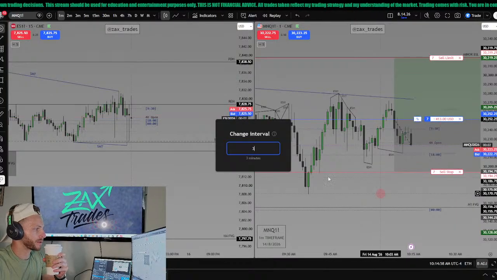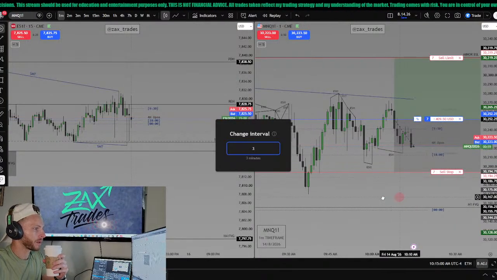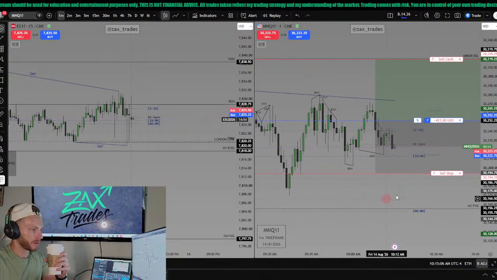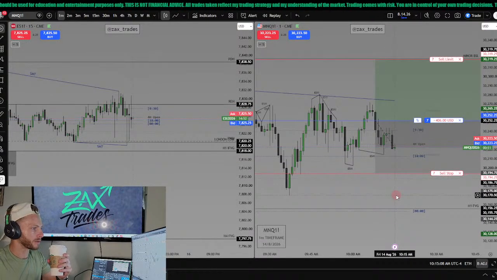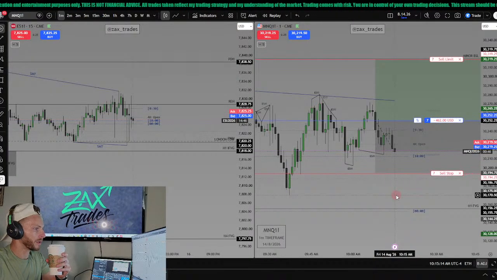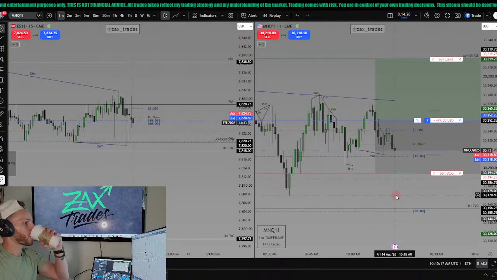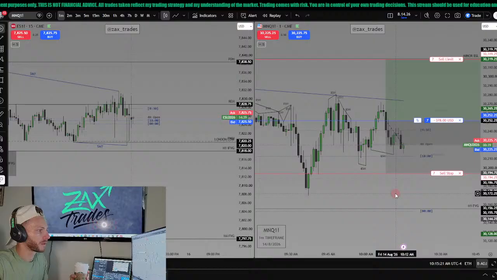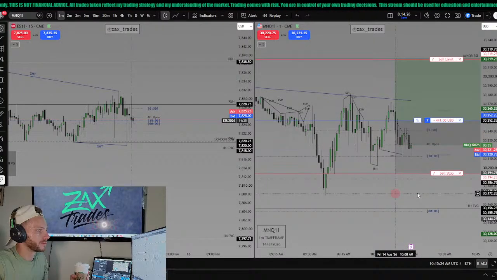Yeah, this thing, I mean, it's been choppy. It just looked like it wanted to break out because it had so much manipulation off the open, but I was looking to just ride it to that next liquidity high, call it a day. Yeah, this doesn't look good.